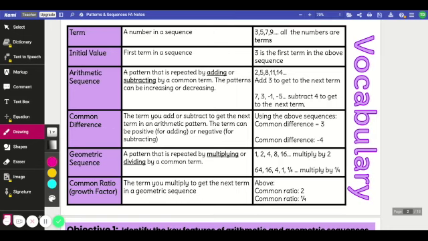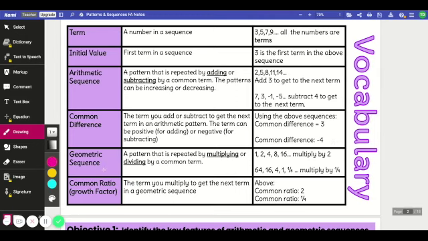Common difference. It's the term that you add or subtract to get the next term in an arithmetic pattern. The term can be positive for adding or negative for subtracting. So if we're using the above examples in the sequences, the common difference was 3, a positive 3. In the second example, the common difference is -4 because we're subtracting.